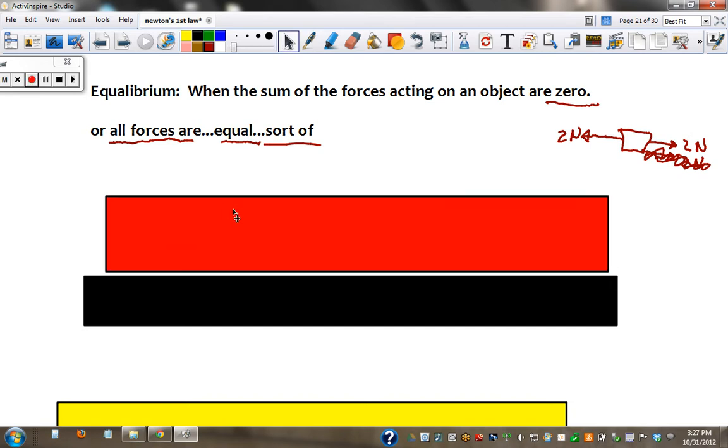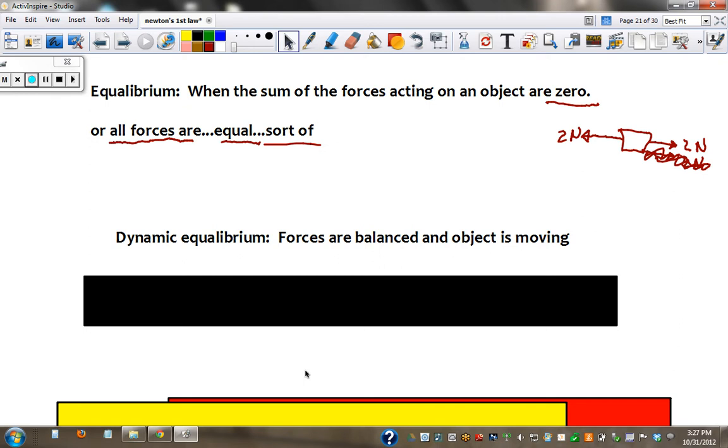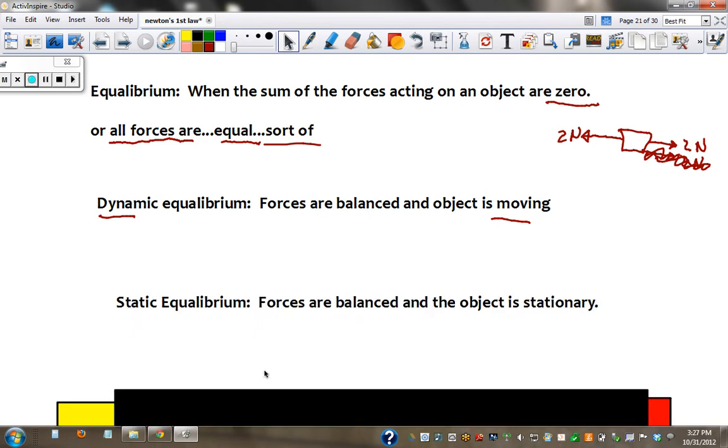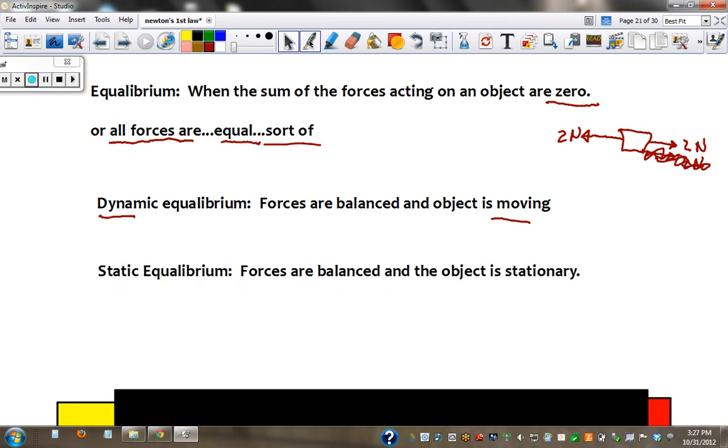I go quickly because you can pause the video, so feel free to rewind or pause. Dynamic equilibrium is when forces are balanced and the object is moving. So dynamic means moving. Static equilibrium is when forces are balanced and the object is stationary. So here's some practice.